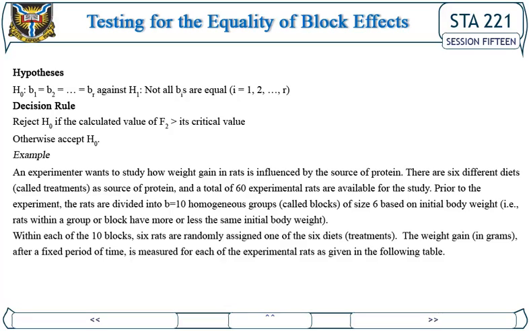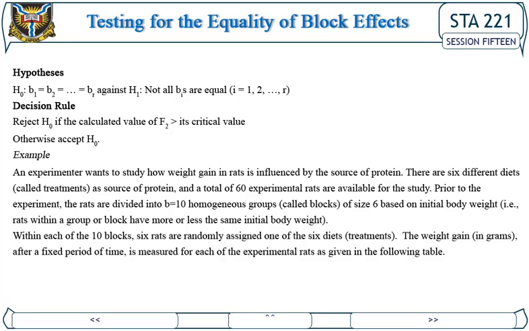protein. There are 6 different diets called treatment as source of protein, and a total of 60 experimental rats are available for the study. Prior to the experiment, the rats are divided into B equal to 10 homogeneous groups called blocks of size 6 based on initial body weight. That is, rats within a group of blocks have more or less the same initial body weight. Within each of the 10 blocks, 6 rats are randomly assigned one of the 6 diet treatments.